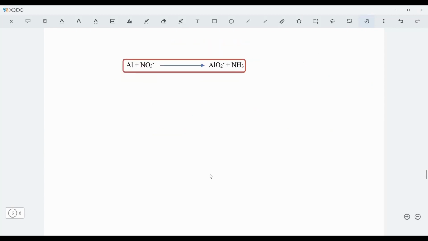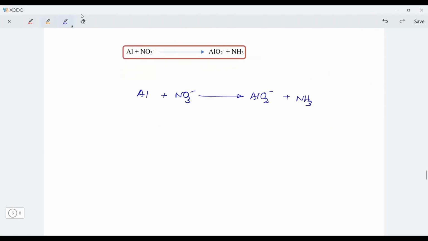The last one. Then if you check the oxidation numbers, 0, plus 5, plus 3, and minus 3. No need to balance atoms. Then let's directly consider the oxidation number change. It is increasing oxidation numbers. Here it is decreasing oxidation numbers.